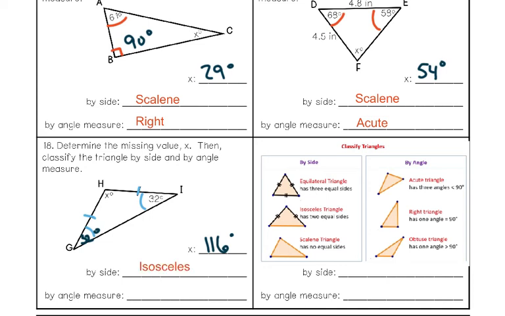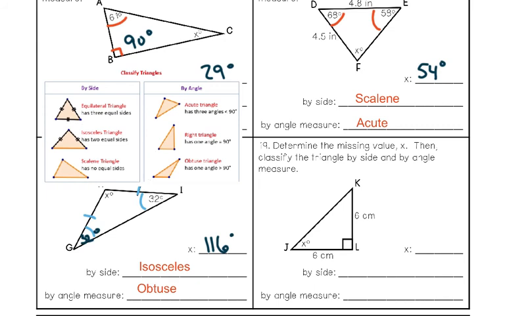When I classify by angle measurement, I see it does not have a 90-degree angle. And I'm looking at some acute angles. I see a 32 degree and a 32 degree. But then I have this 116. For it to be acute, all three angles have to be less than 90 degrees. So number 18 is an obtuse triangle because one of the angles is greater than 90 degrees. That's what makes it obtuse isosceles.